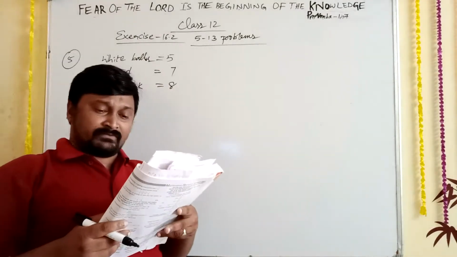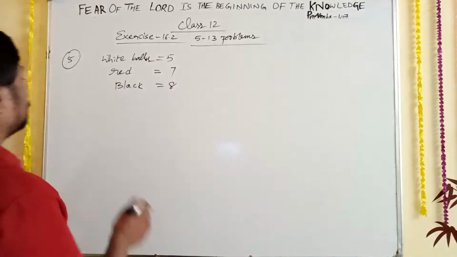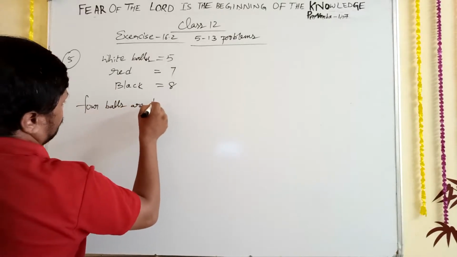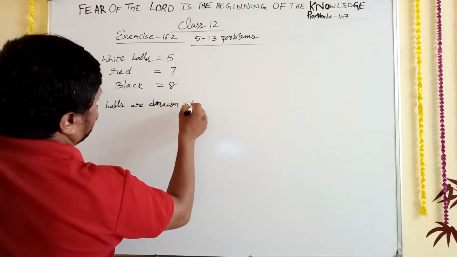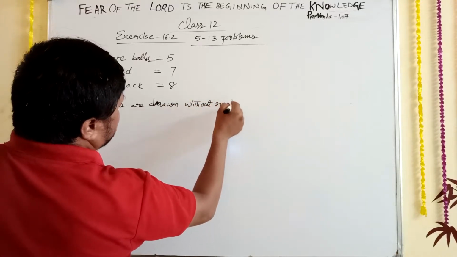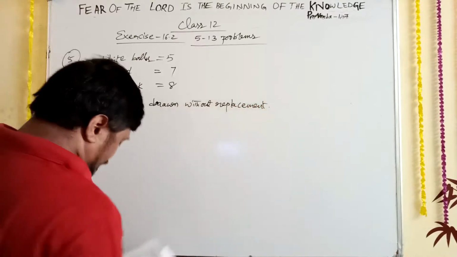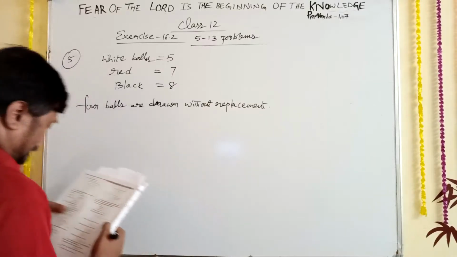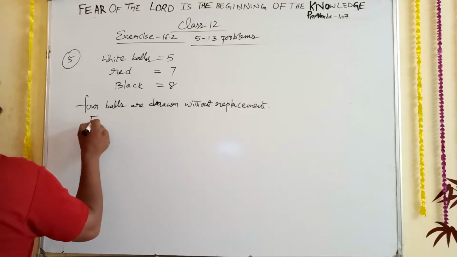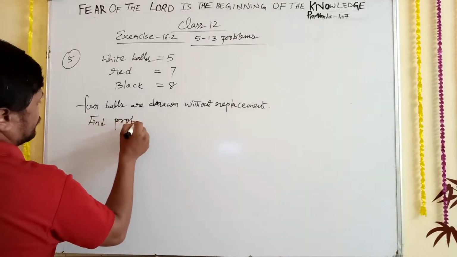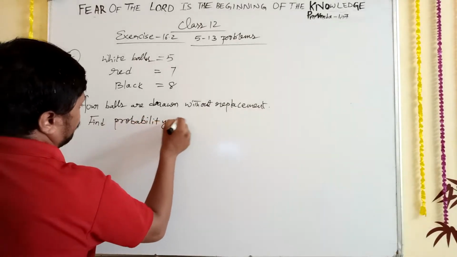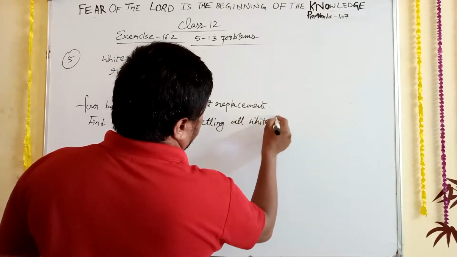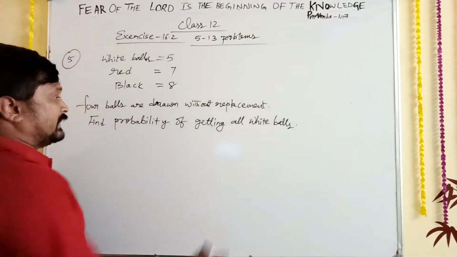If 4 balls are drawn one by one without replacement, so replacement was not done, find the probability of getting all white balls. This we need to find out.